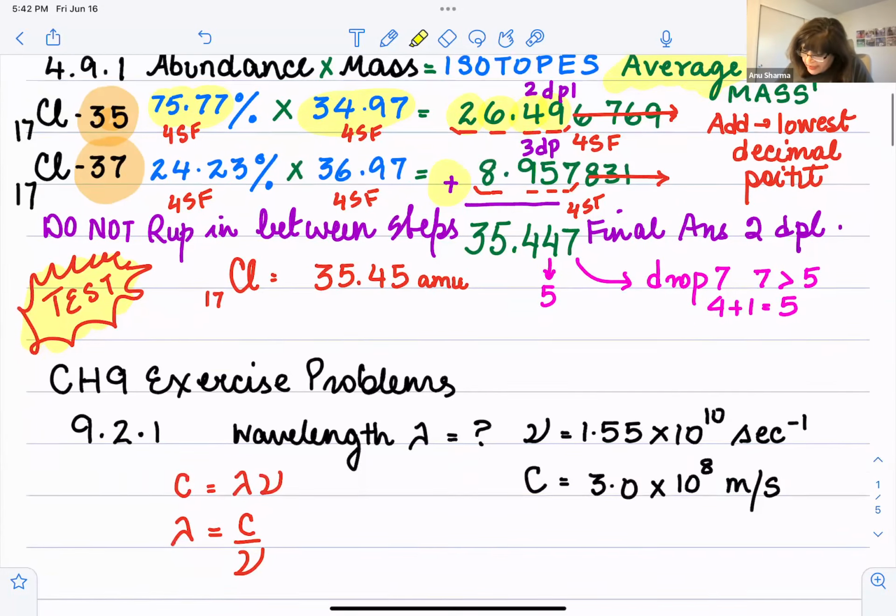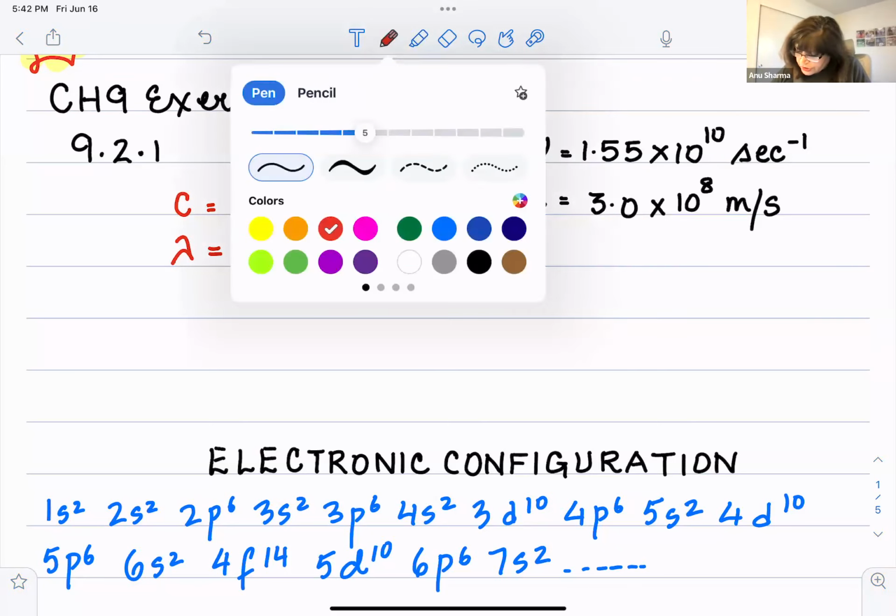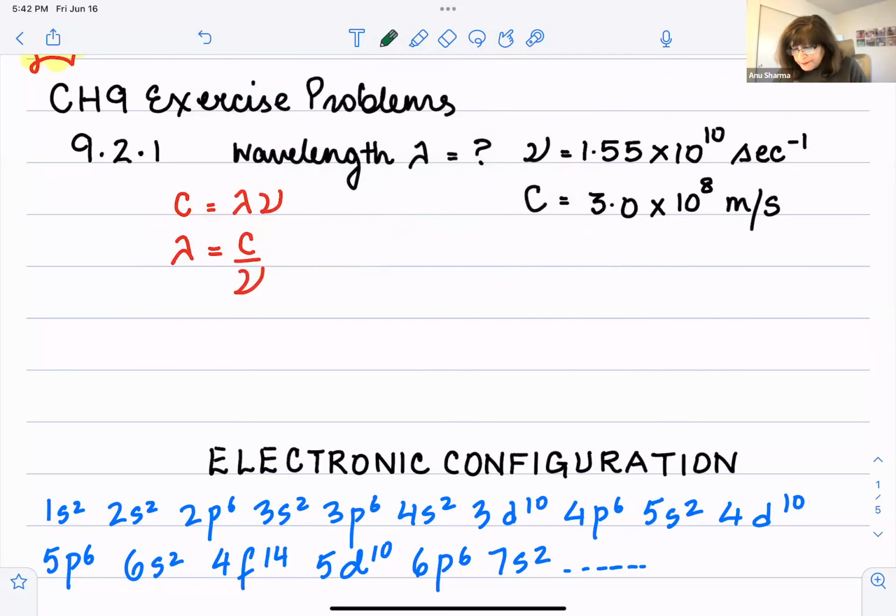So that's one piece. Now we are going to look at chapter 9. Chapter 9 is about atomic structure and electronic configuration, a very interesting chapter. Actually, I'm going to do chapter 9 in the next video, so you can keep the focus that way. Otherwise, this one is going to become very long.